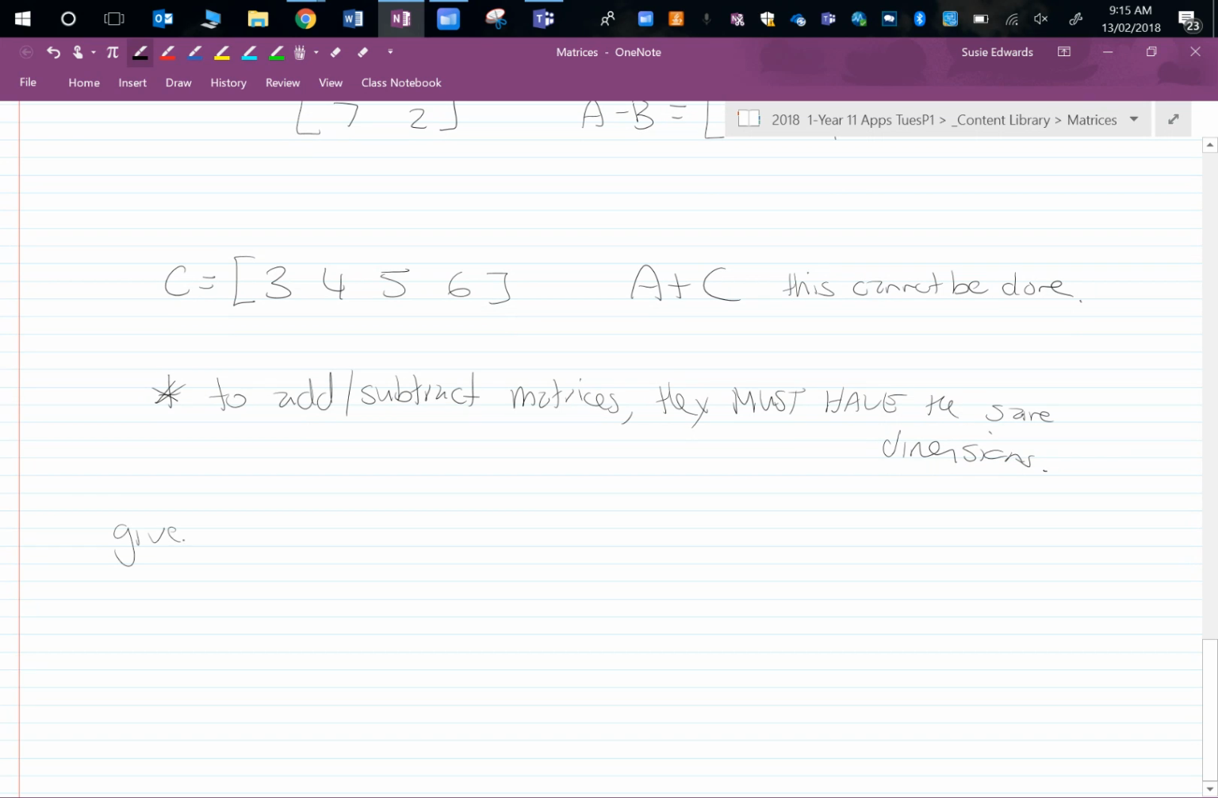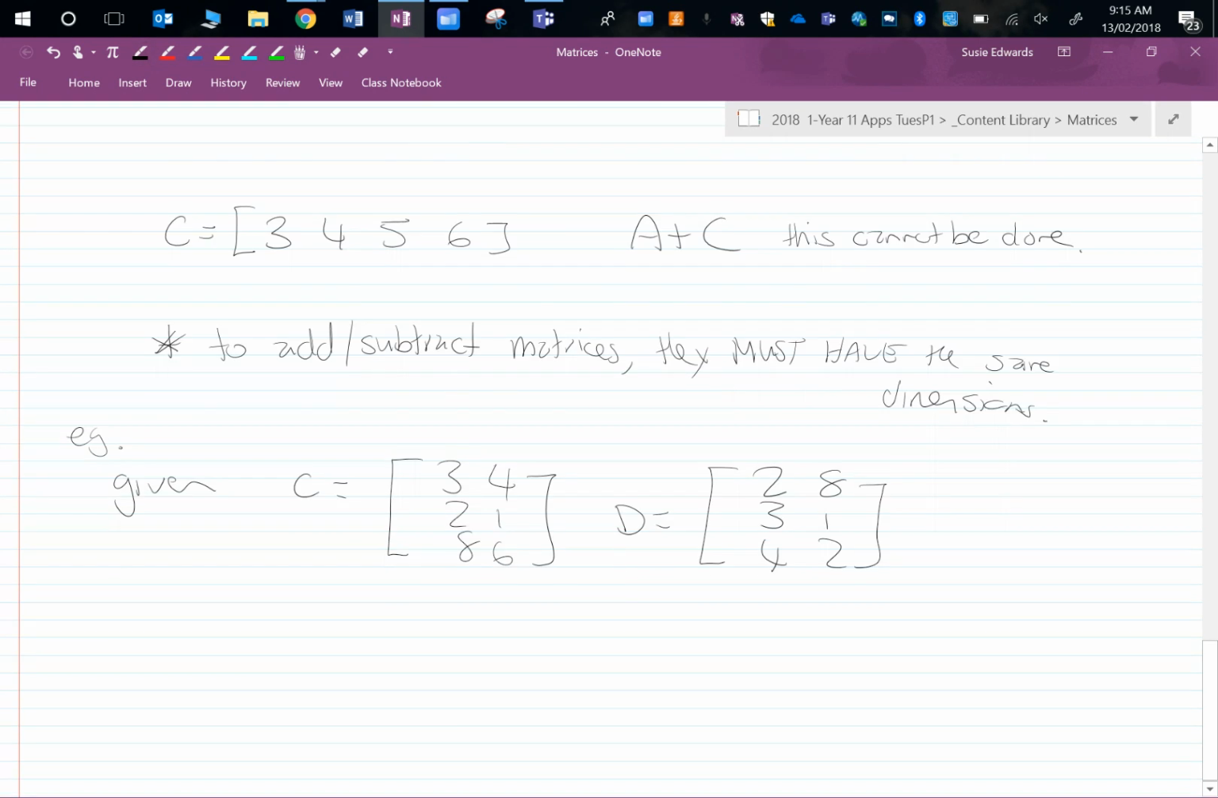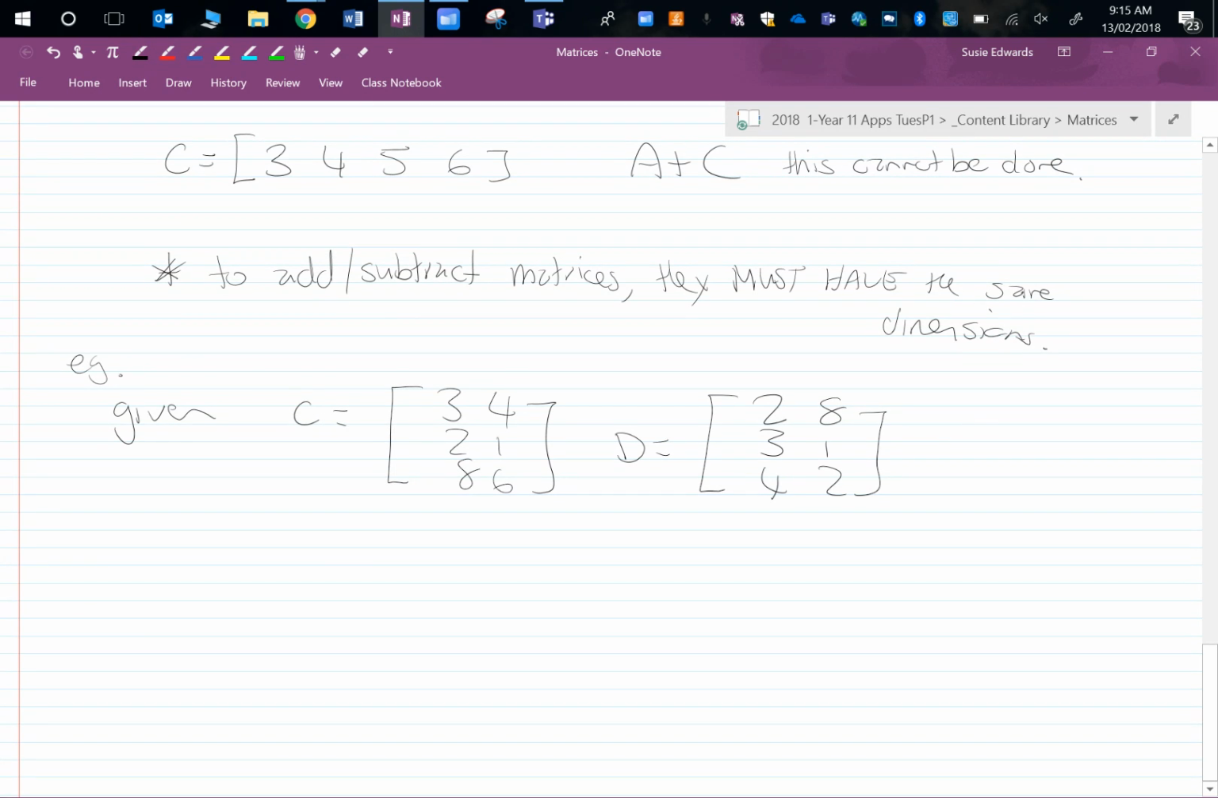So given C equals 3, 2, 8, 4, 1, 6. I'll just make that a bit neater for you. 4, 1, 6. And D equals 2, 3, 4, 8, 1, 2. We're going to kind of put two things together now. Determine 2C plus D.